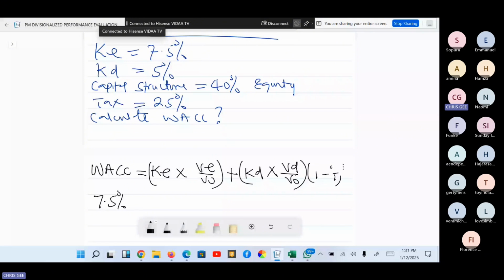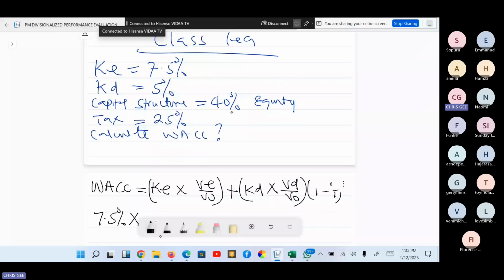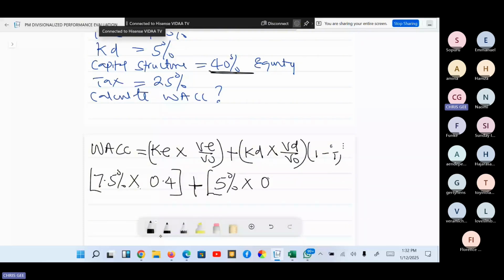In that case, I will have 7.5% multiplied by VE over VO. The capital structure of equity is 40%, right? So I will have 0.4. Do you all agree with this? Plus our KD, which is 5%, multiplied by VD, which automatically is 0.6. Then multiply by 1 minus 0.25.